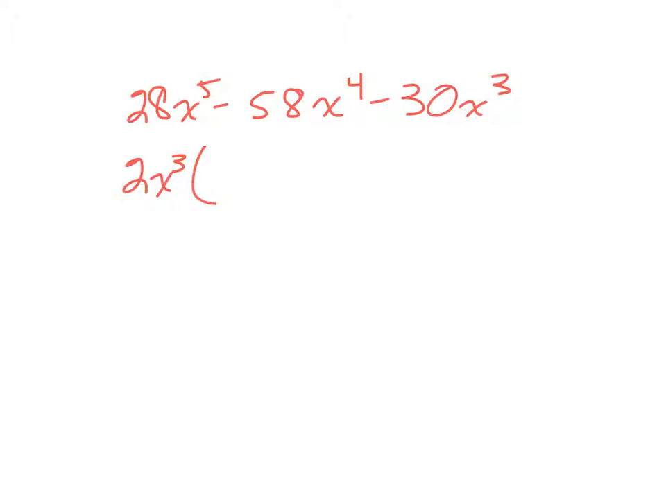Demetrius, I didn't hear what you said. You picked the cube because it was the smallest. That's right. So that's going to leave 14x squared minus 29x minus 15.